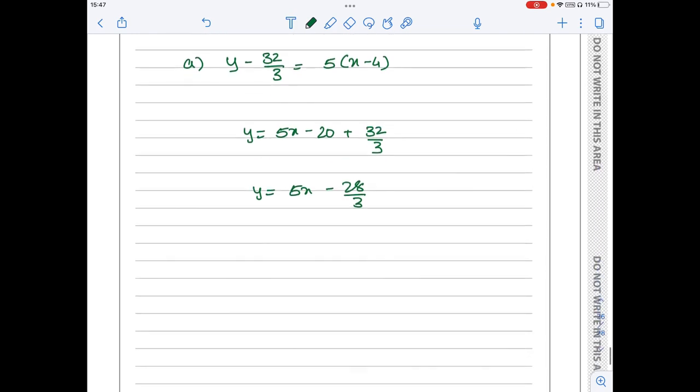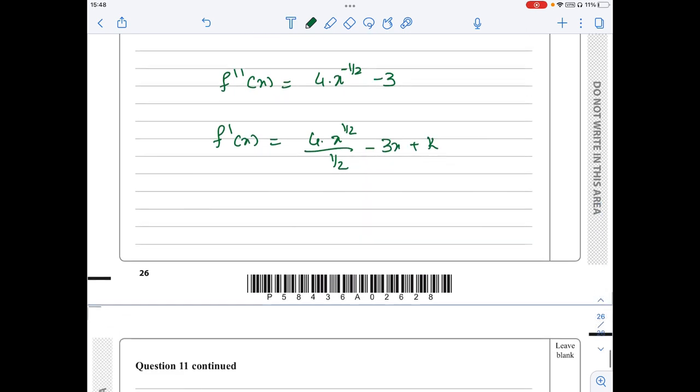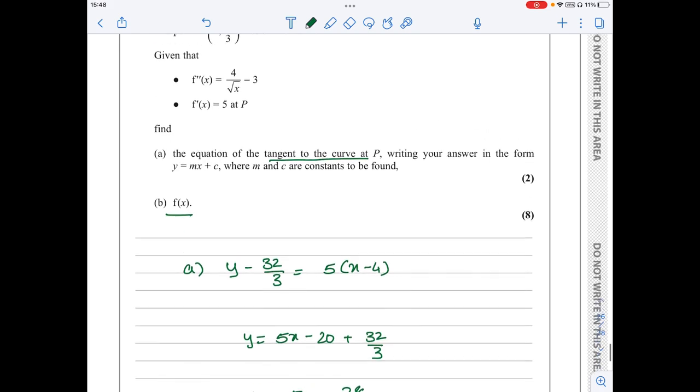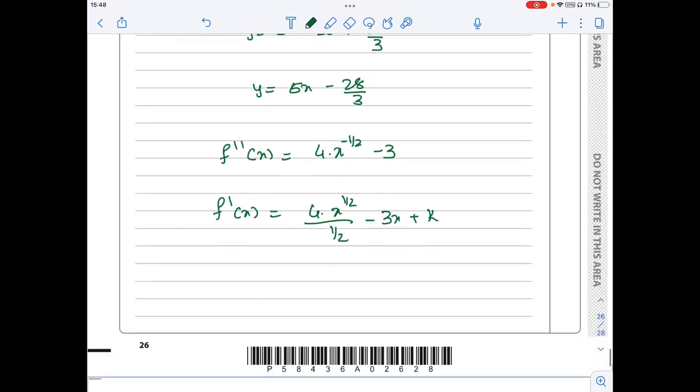Now f prime x. f double prime x has been given as 4 times x power negative 1 upon 2 minus 3. So integrate on both sides. f prime x equals 4 x power 1 upon 2 upon 1 upon 2 minus 3x plus k. Now f prime x is 5 at P. At P, the x value is 4.